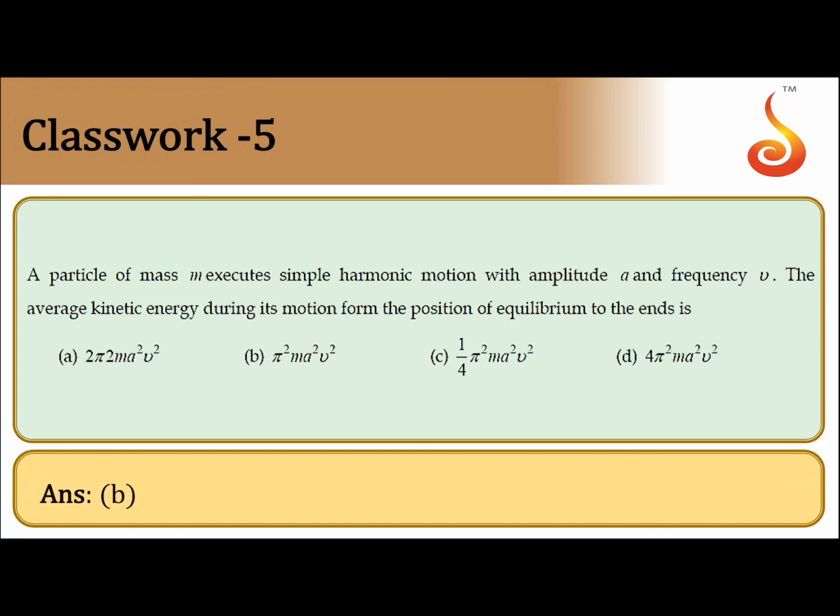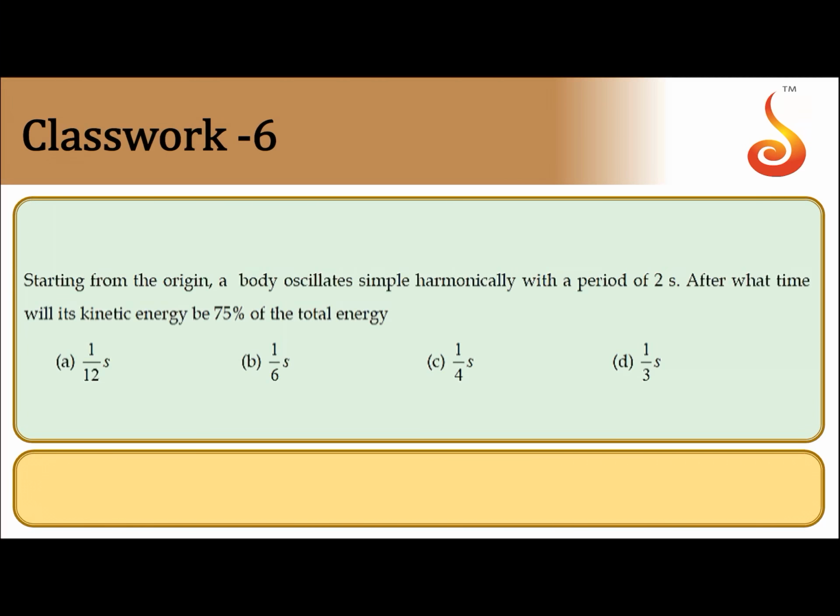Yes, we shall move on to next one. Starting from the origin, a body oscillates simple harmonically with a period of 2 seconds. After what time will its kinetic energy be 75% of the total energy? So, kinetic energy should be 75% of total energy. So, we know that total energy of the oscillating particle is half m omega square a square. So here kinetic energy has to be 75% of it. So 75 by 100 of E, that is equal to 3/4 of E.